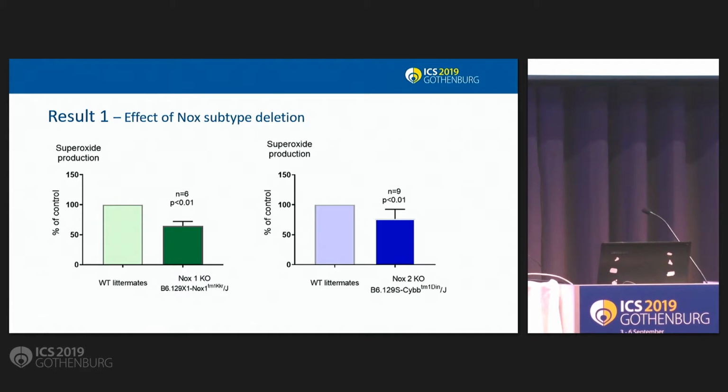Now, this is the result of NOx subtype deletion. The plots are the level, or relative level, of superoxide production in different groups. You can see on the left graph, this is NOx1 specific knockout. There is a significant reduction in the superoxide production. On the right, you can see NOx2 knockout also produced similar effect.